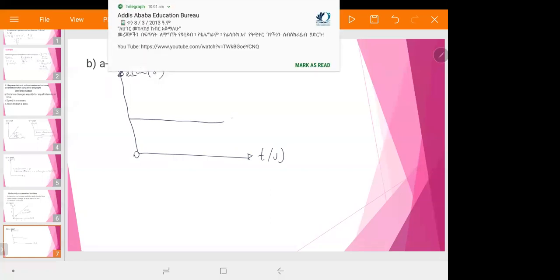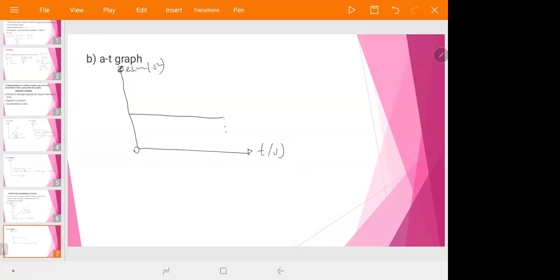And what does the acceleration time graph look like in uniformly accelerated motion? This one is acceleration in meters per second square. This one is time in seconds. Maybe my graph is not straight, think of it as straight. Because acceleration is constant at any time, it looks like this one. Your acceleration is constant, okay?